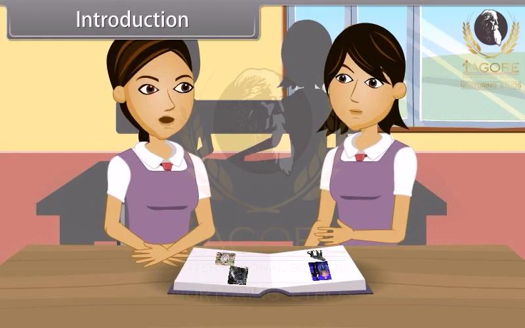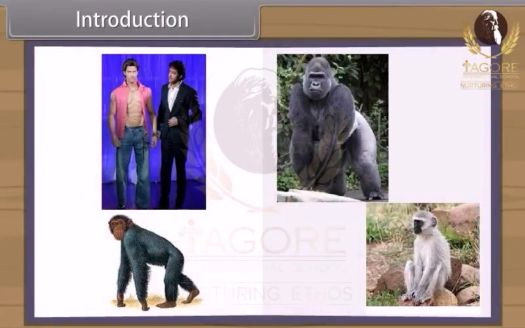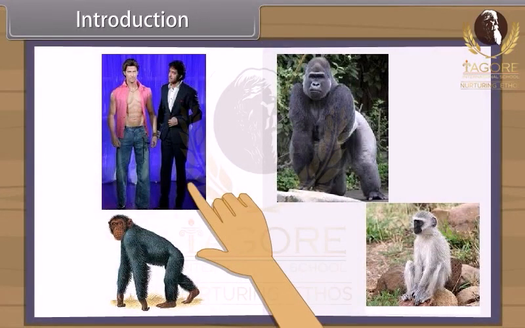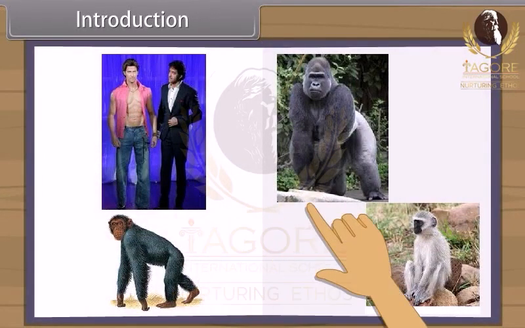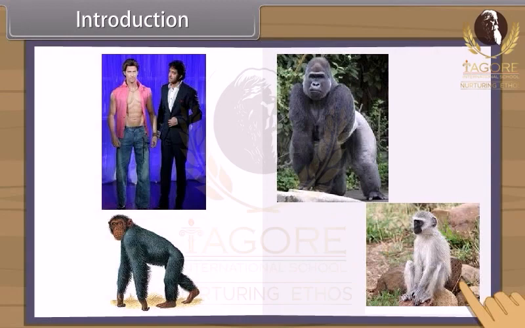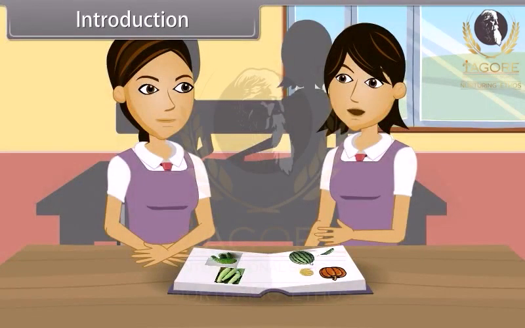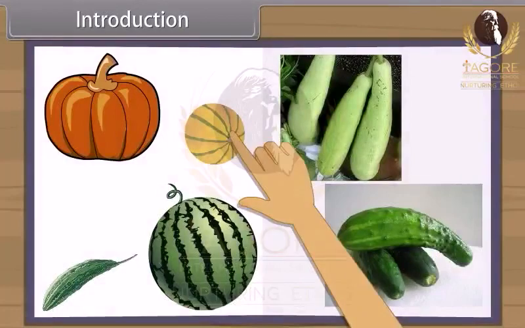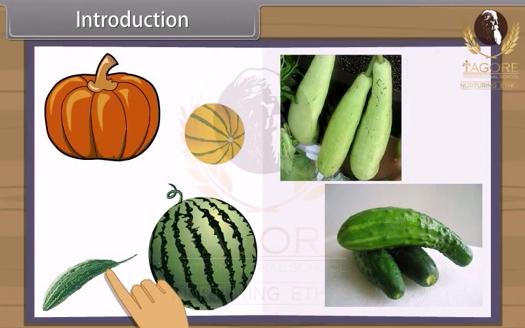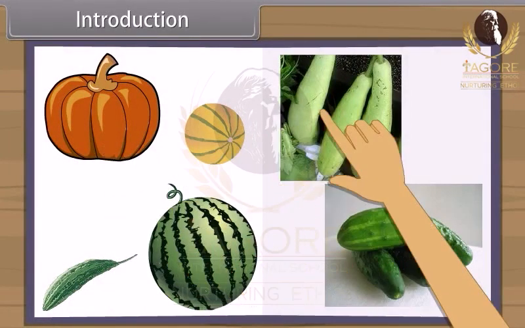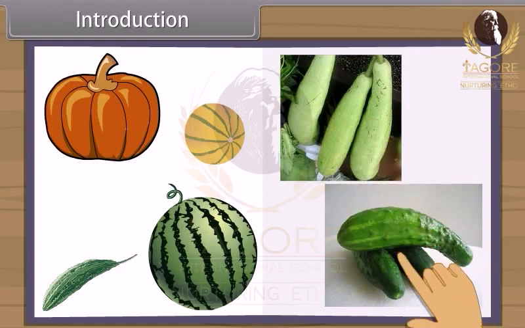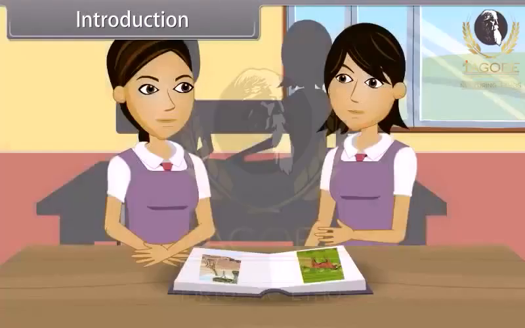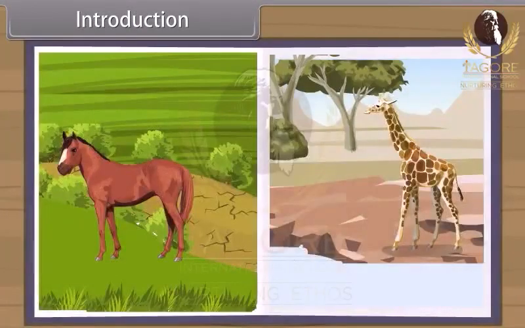These differences are within a species, but within a genus, there are some similarities, like human beings, chimpanzees, gorillas, and monkeys are all alike. Similarly, among plants, melon, watermelon, bitter gourd, pumpkin, bottle gourd, cucumber, etc. have many similarities. But when we study two genera, then we find out they are entirely different.